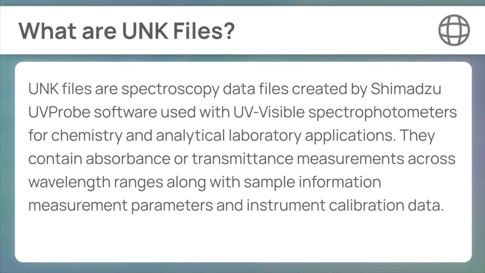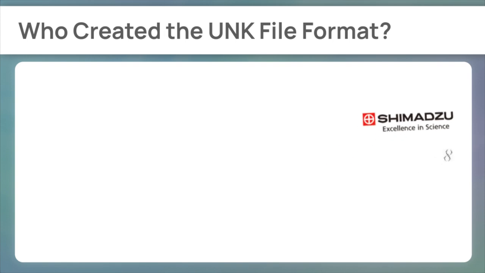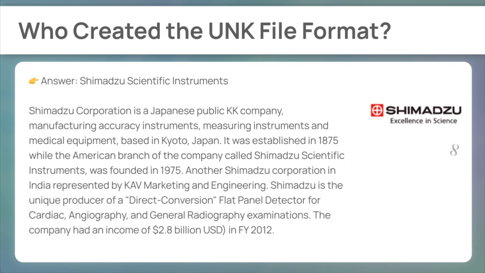UNK files are spectroscopy data files created by Shimadzu UVProbe software used with UV visible spectrophotometers for chemistry and analytical laboratory applications. They contain absorbance or transmittance measurements across wavelength ranges, along with sample information, measurement parameters and instrument calibration data.